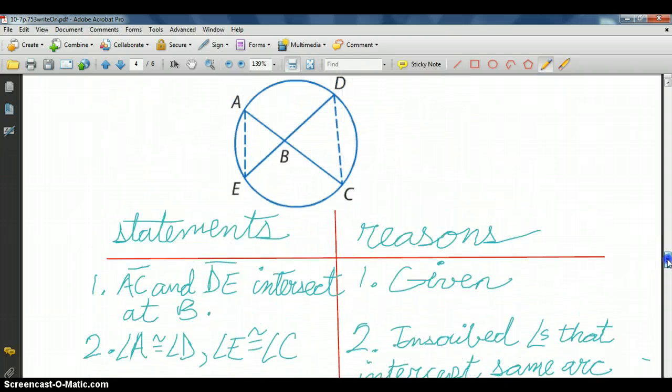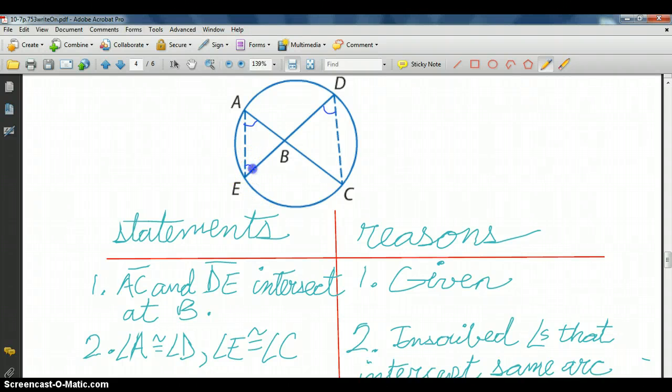So we are given that AC and DE intersect at point B. So let's write that given fact. Now we have some inscribed angles, angles A and D. Notice if you follow those two sides out, it intersects arc EC, as well as angle D also intersects that same arc. So two inscribed angles that intercept the same arc will be congruent. So we can say that A and D are congruent.